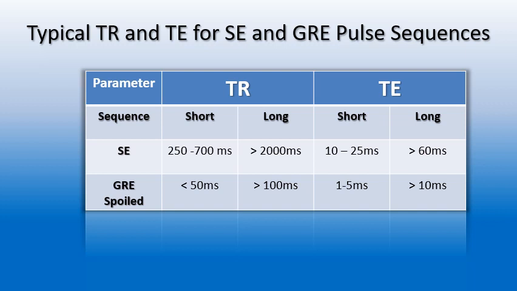So for example, if we have a long repetition time in a spin echo, we'll notice that it will be more than 2000 milliseconds, while for the long gradient sequence, the TR has a value of about more than 100 milliseconds. There is a big difference between their values. And the same situation applies regarding the echo time.